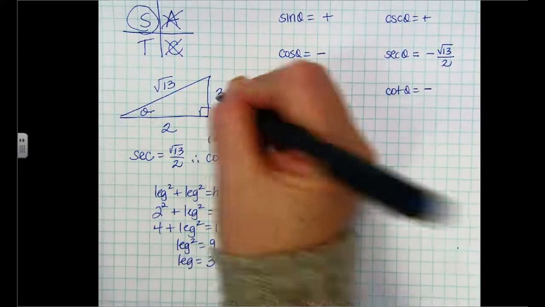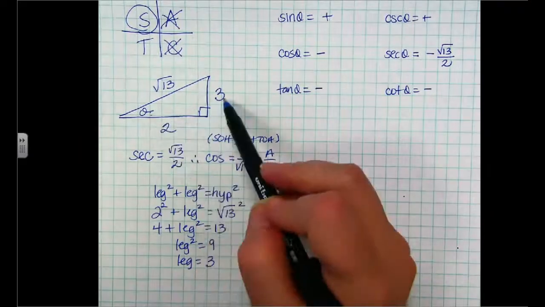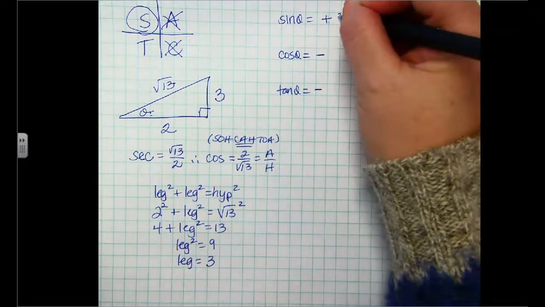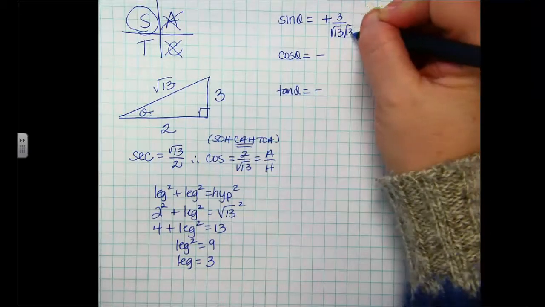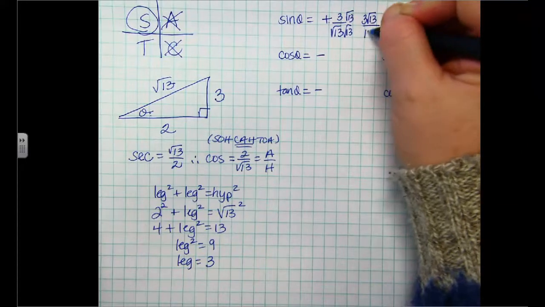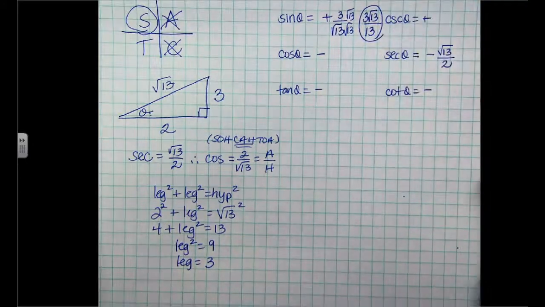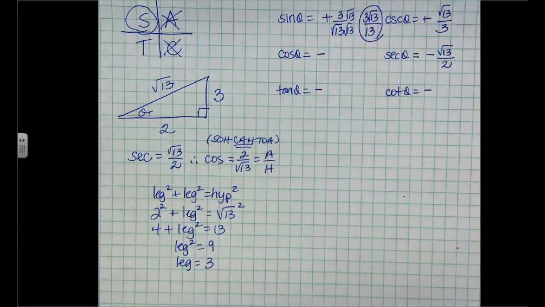Okay, now that your triangle is filled out, do SOHCAHTOA to find the other sides and the reciprocals. Sine, opposite over hypotenuse, 3 over root 13, clean it up because you can't have a square root in the bottom, and you get 3 root 13 over 13. Flip the original 3 over root 13 to get its reciprocal. Cosecant root 13 over 3.